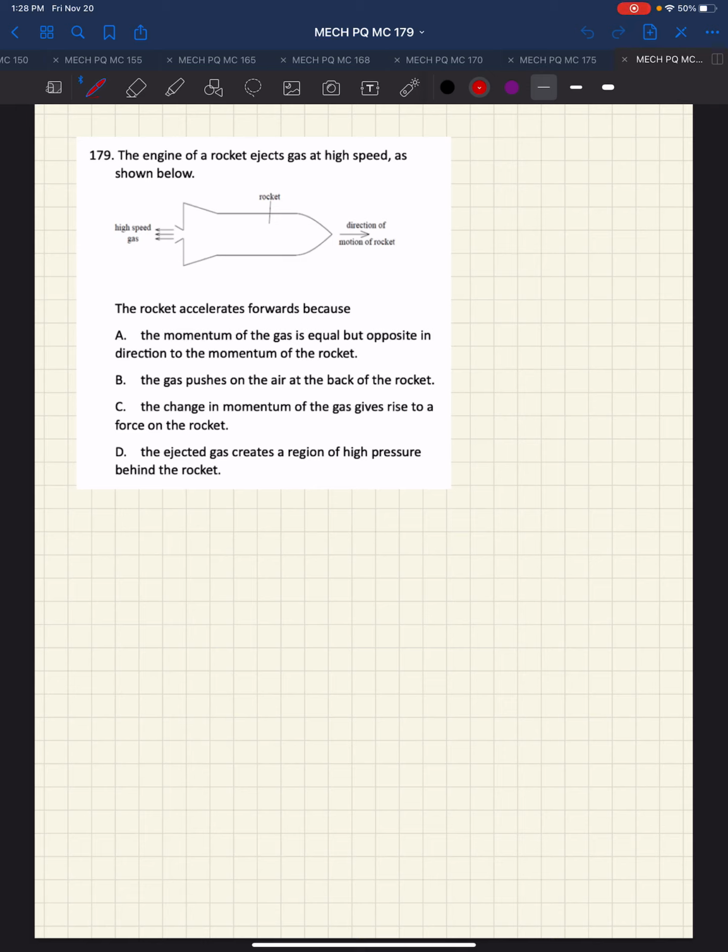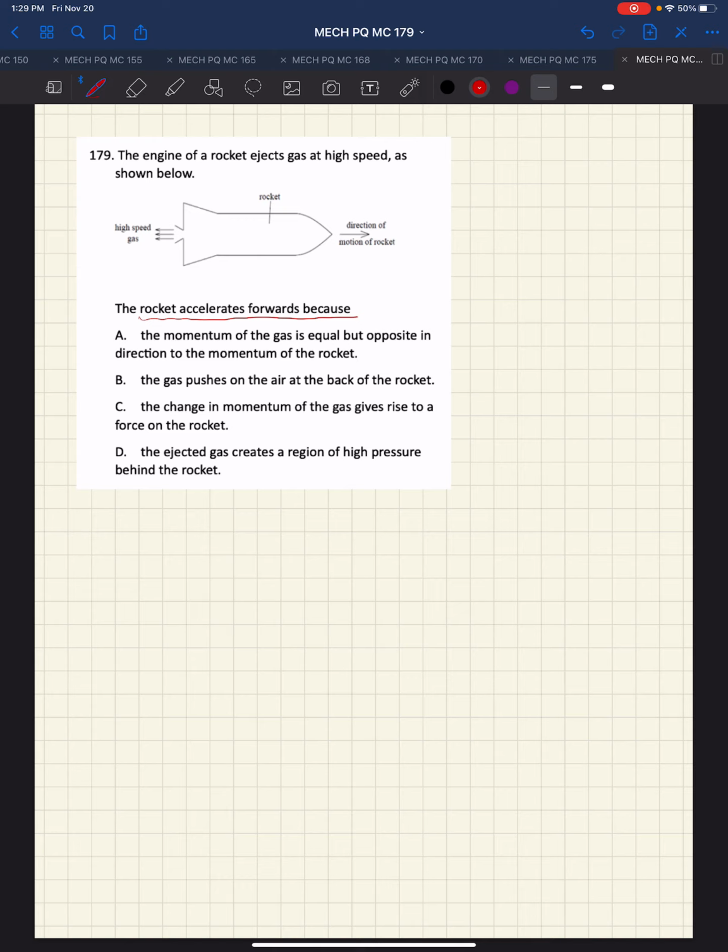So this question here, we have a rocket ejecting gas at high speed. The rocket accelerates because, so we're looking at a Y here. When we have these word questions, the first thing we want to establish is, are the statements true? Are they factually true? Whether or not they answer the question.